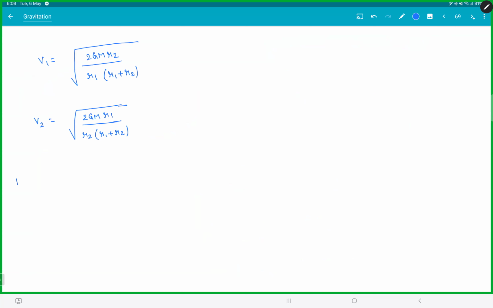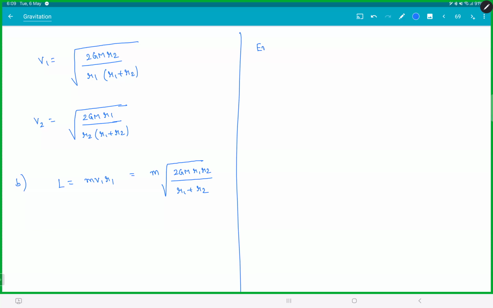Once you got this, you can find the angular momentum, that is L is equal to m v1 r1, or you can take m v2 r2. You'll get the same thing. So this will be m into root over 2GM r1 r2 by r1 plus r2.